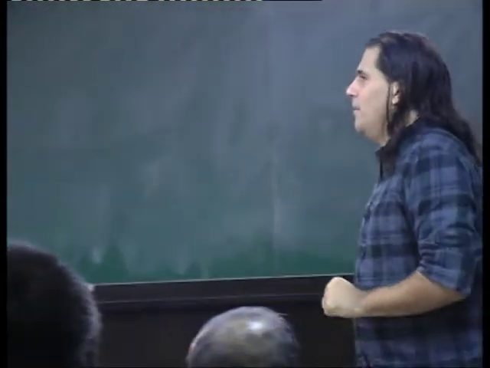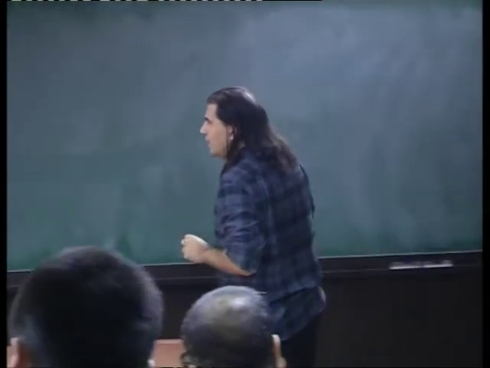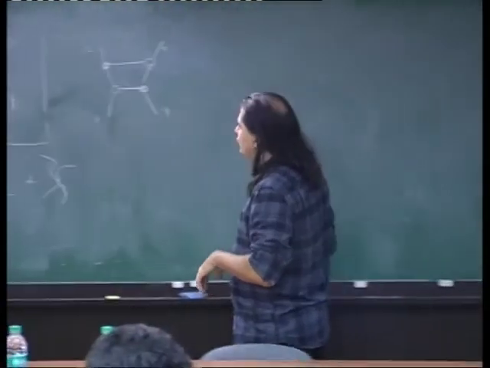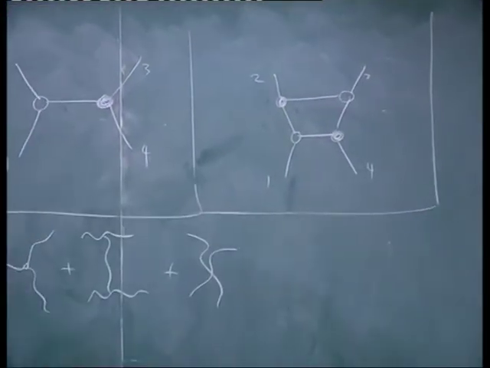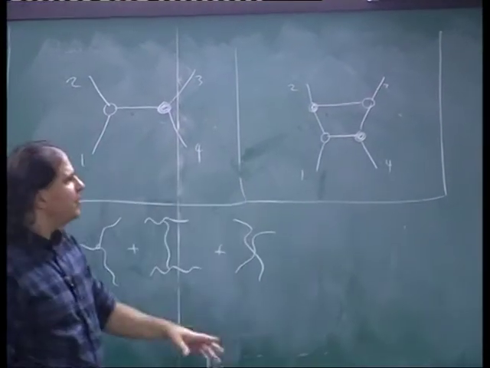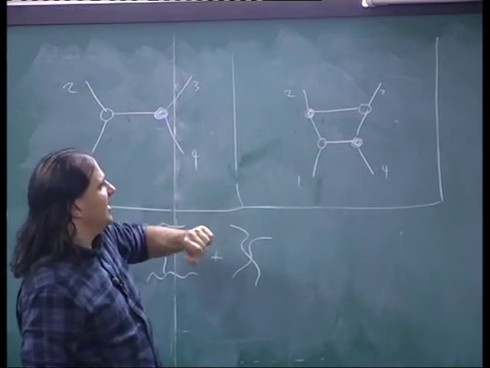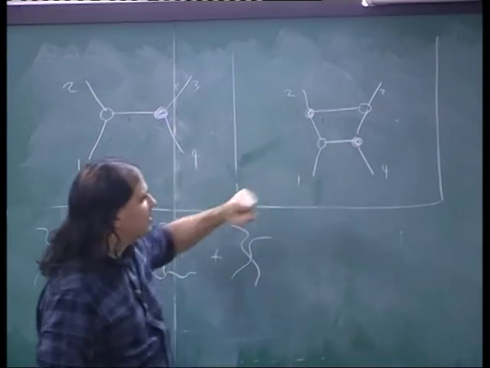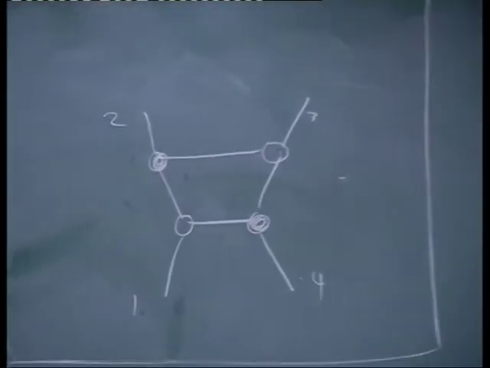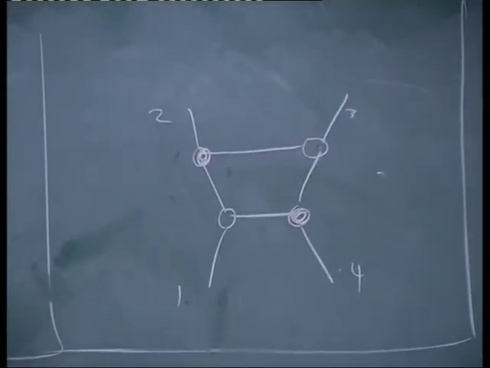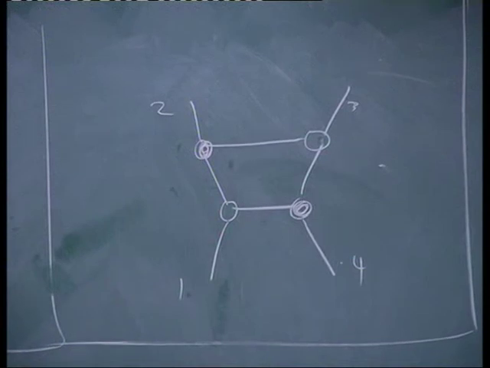But I want to mention one more thing before we proceed. This looks like the nicest representation you could possibly have for the amplitude, but there's something missing. The four-particle amplitude is completely cyclically invariant, but this picture doesn't look cyclically invariant. If I cycle everything over by one, the colors change.